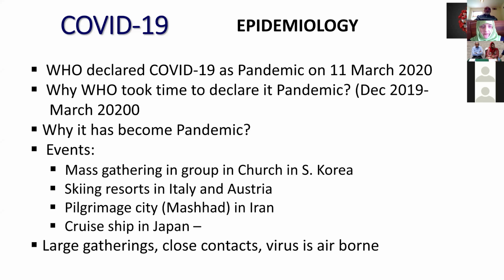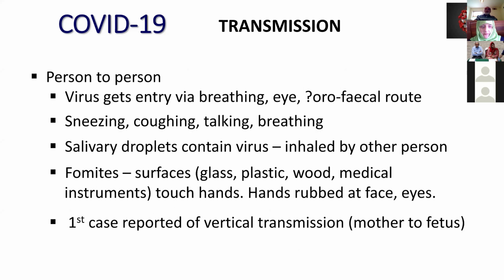It spreads via person to person, via breathing or via direct contact. If somebody touches a virus-affected area, like a surface, formite, glass or medical instruments, and then touches the eyes or face, they contract the virus. This virus is shed in the feces, but there is no scientific evidence that it is spread via the fecal-oral route so far. The first case of vertical transmission, mother to fetus, has just been reported in Nature from French authors. Luckily, this baby is doing very well.